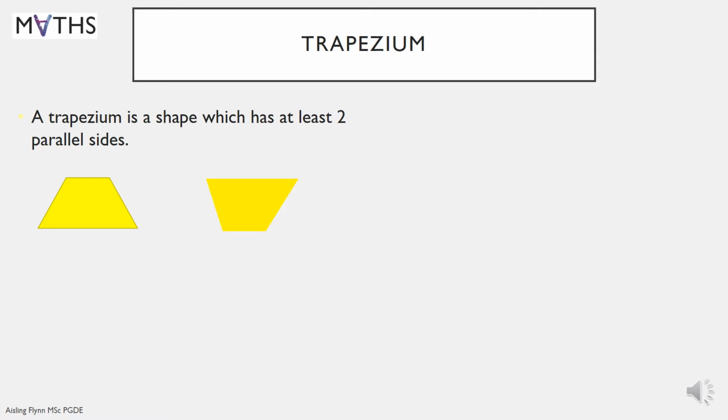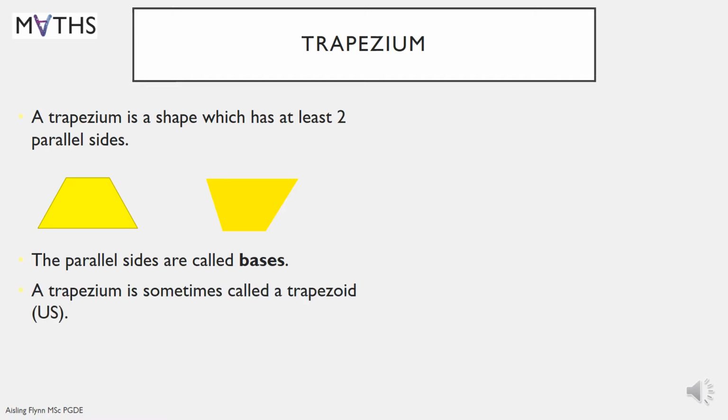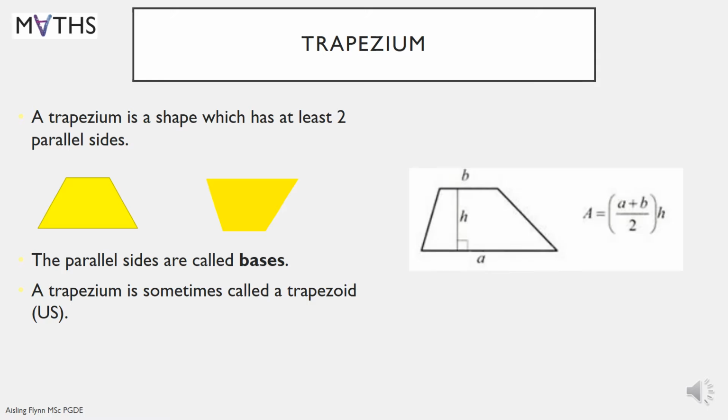They make trapeziums. The parallel sides are called bases, and a trapezium is sometimes called a trapezoid, particularly in the US. In your formula and tables book that's provided in your exam, you'll find this formula for the area of a trapezium. What you must do is add the length of both bases, top and bottom, A and B, divide them by 2, therefore you get an average of them, and multiply that by the perpendicular height.